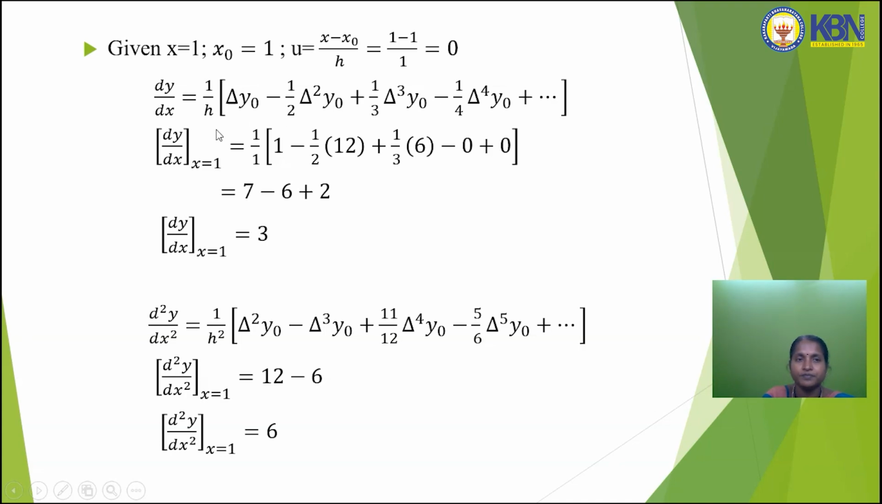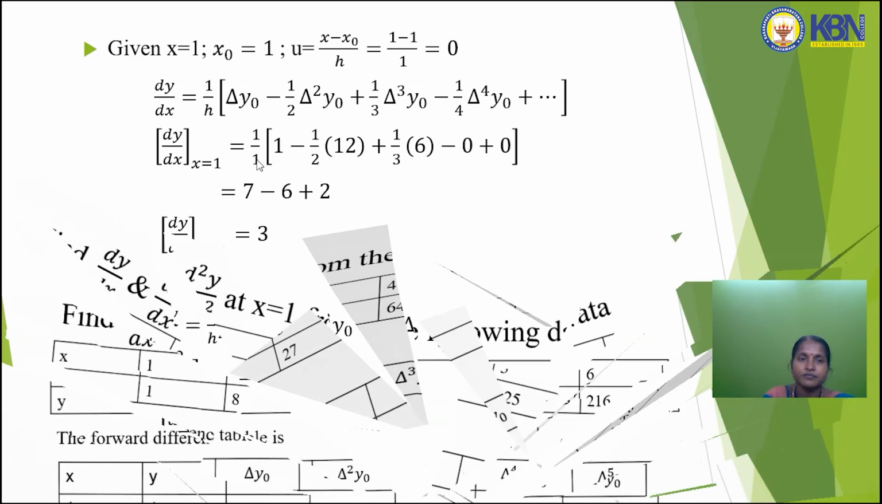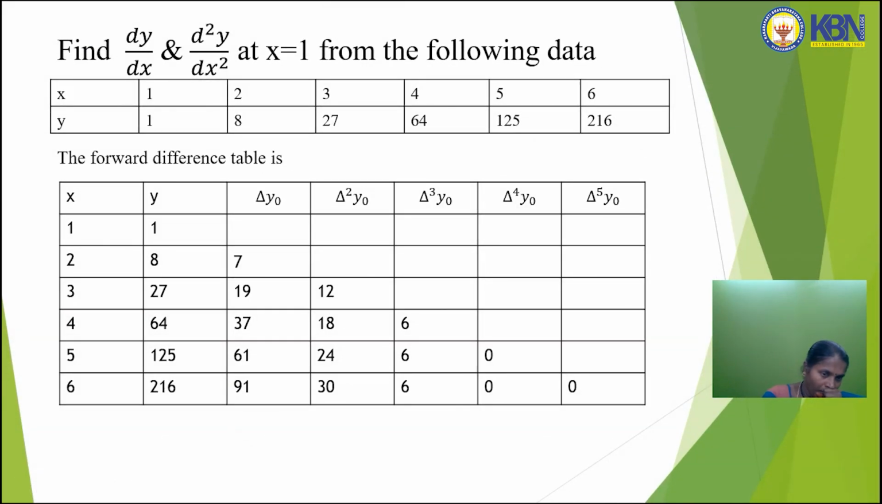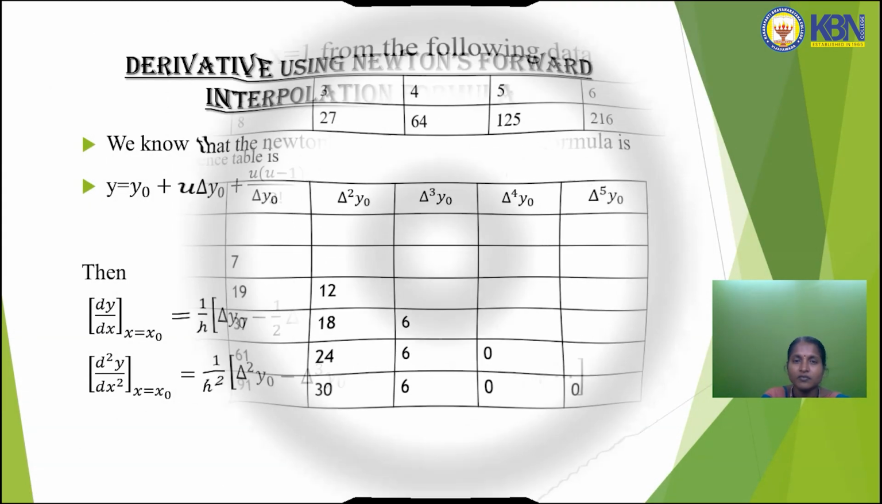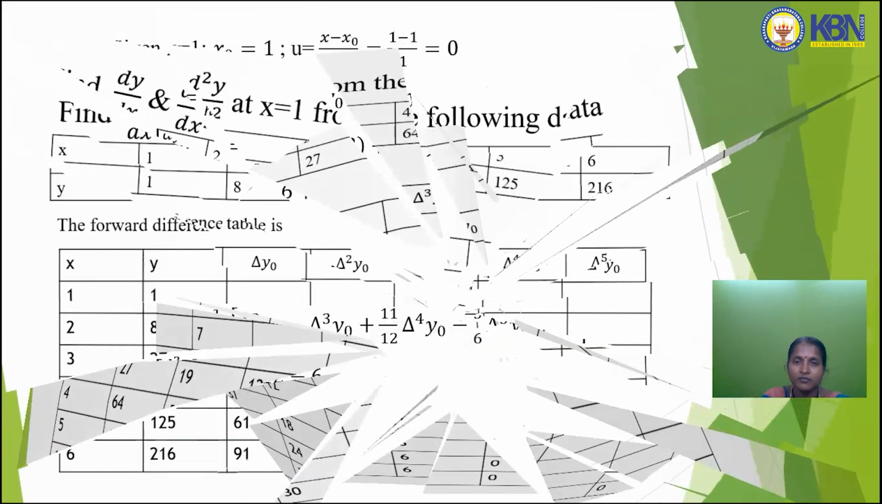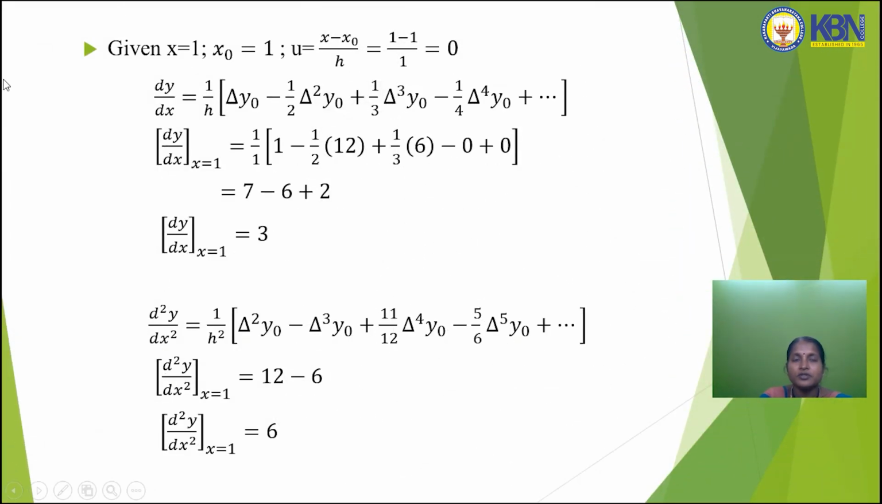Now he is asking at x is equal to 1. The h value goes to 1 because the interval difference is 1, 2, 3, 4, 5, 6. So the x values all have a common difference, that is h is equal to 1, because we can say that x is equal to x naught plus h, x naught plus 2h and so on. So h value goes to 1.